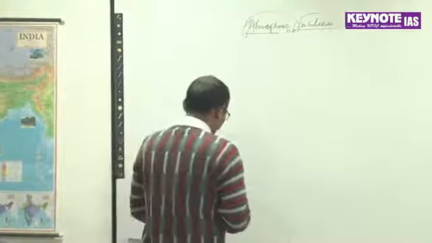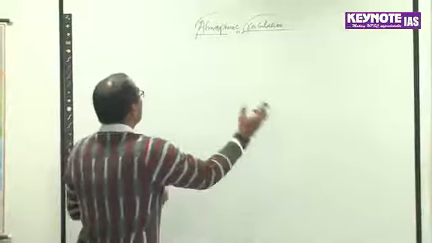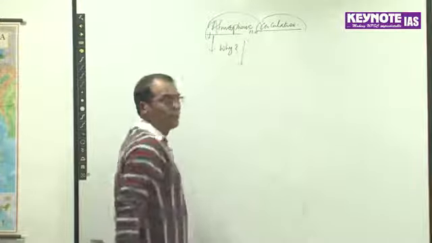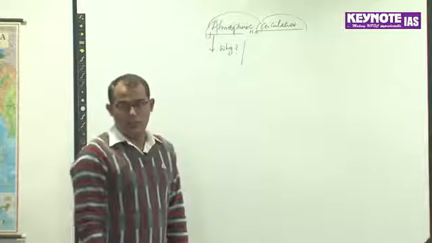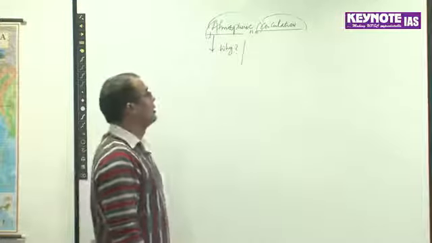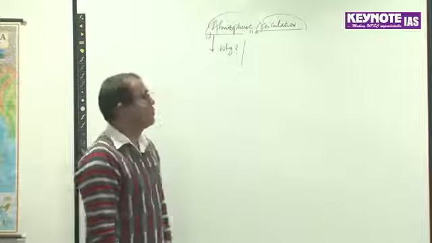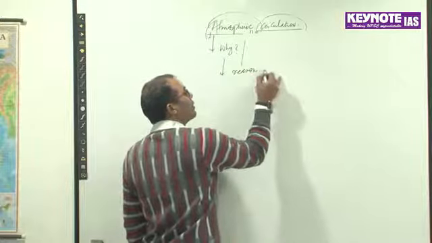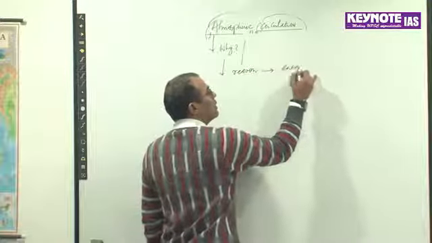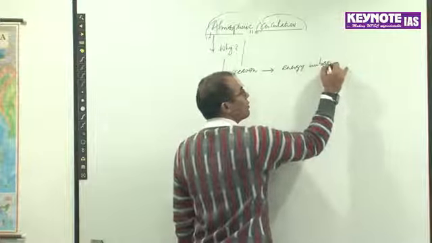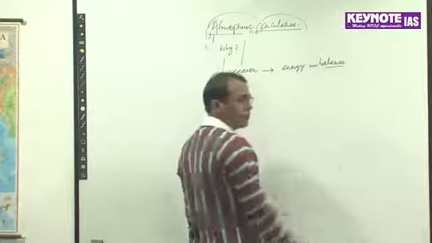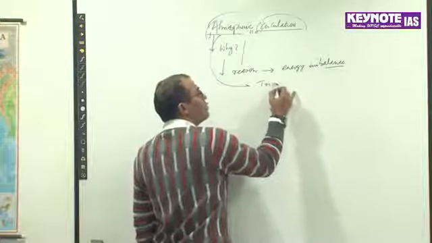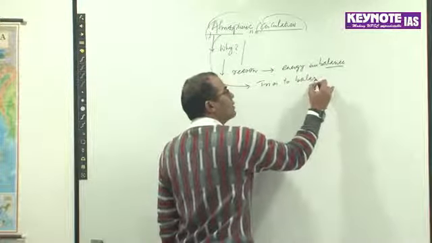Right? Now, starting with why. Why atmospheric circulation? Why there is understanding and there is a need on the causes behind the atmospheric circulation. So atmospheric circulation, the reason behind atmospheric circulation is energy imbalance. So the circulation tries to balance it.